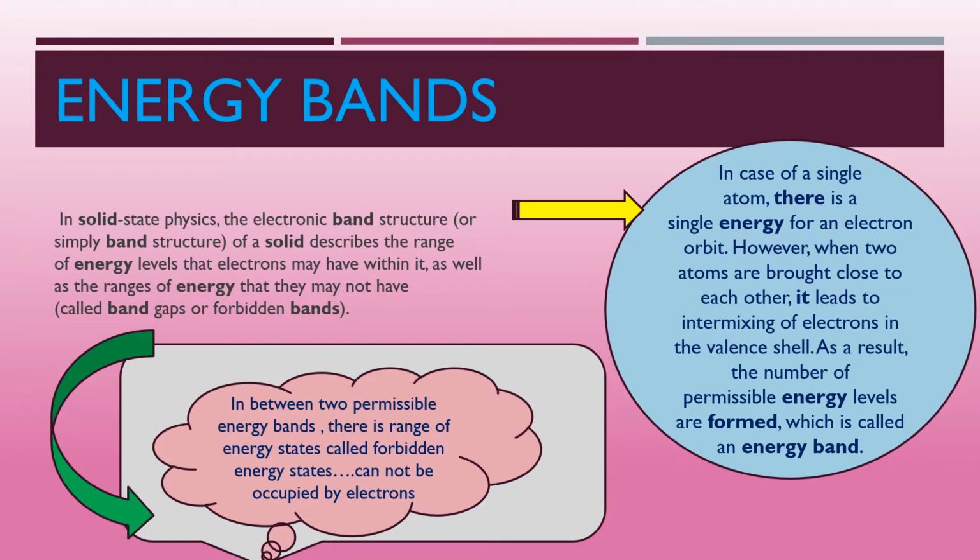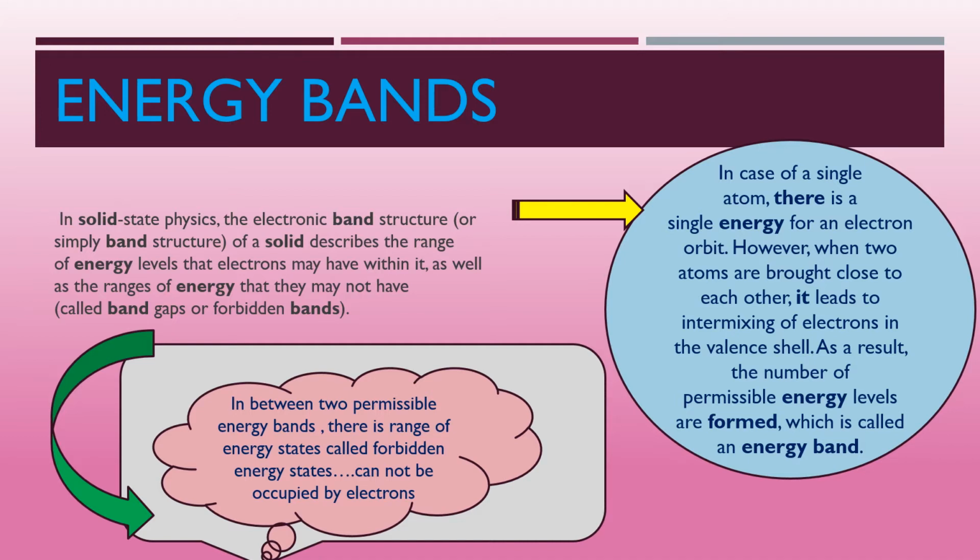In between two consecutive permissible energy bands, there is a region which is known as the forbidden energy gap. As its name implies, this band is forbidden, one without energy, hence no electron stays in this band. The valence electrons, while going to the conduction band, will pass through this forbidden energy gap.